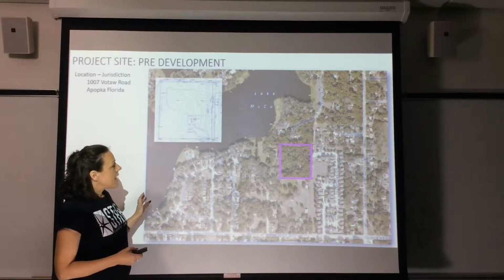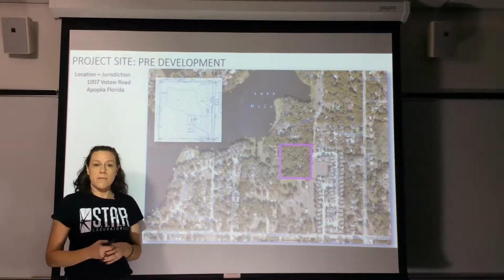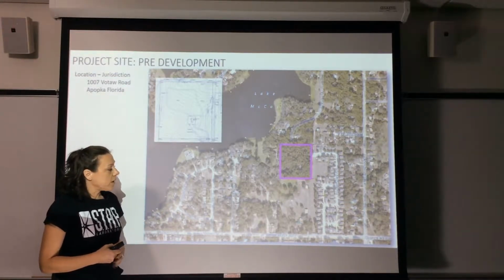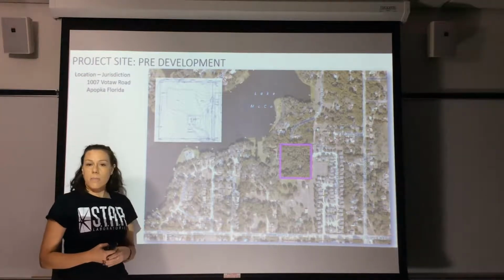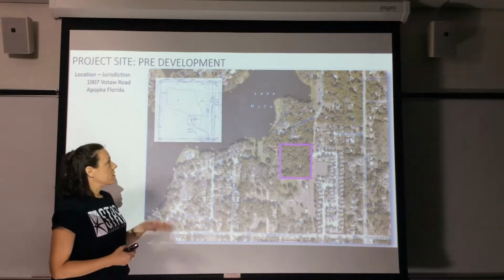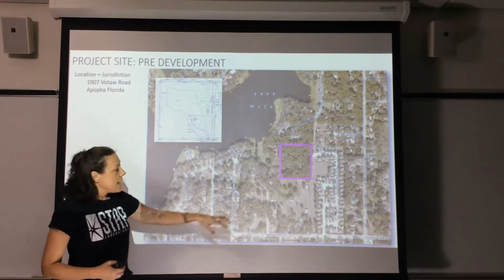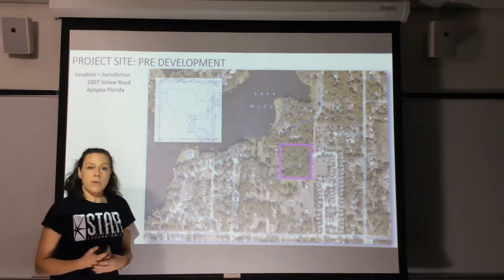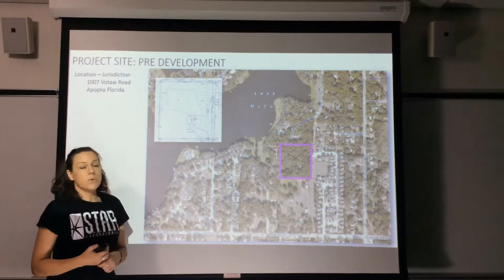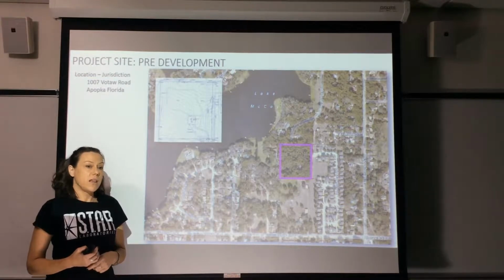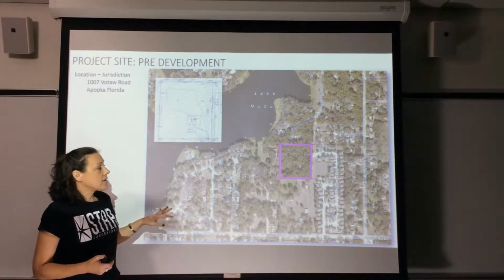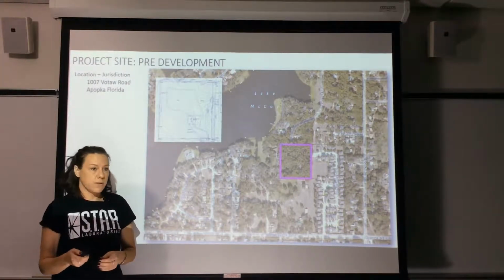So our site is actually off of 1007 Votah Road. It's in Apopka, Florida. What I've done is given you an aerial map with road names on it. We've got a basic survey already done, and right here is our site location. So you can already see from Google Earth a lot of information that you can collect for our drainage project.